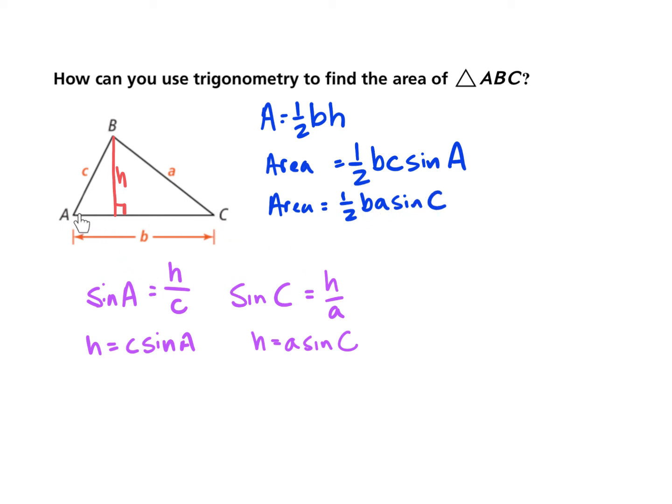I'd have to know this B side, and I'd either have to know both C and this angle, or both A and this angle, but in either one of those scenarios, I could take those measurements, B, C and angle A, or B, A and angle C, and I could plug them into one of these formulas, and I could get the area that way.